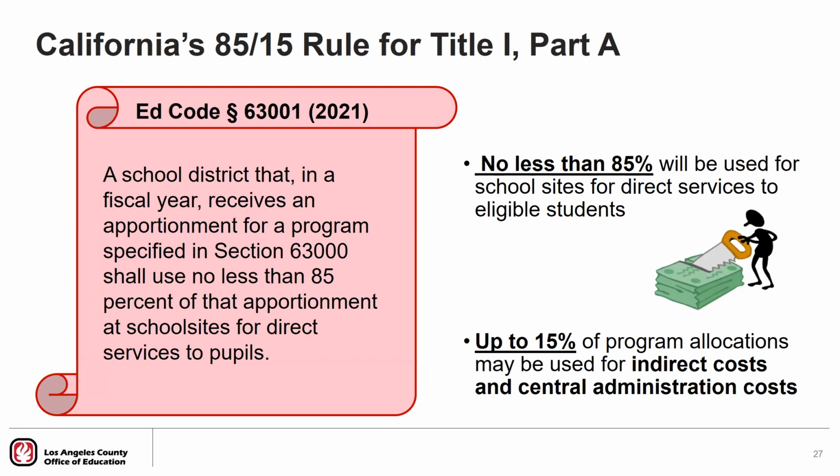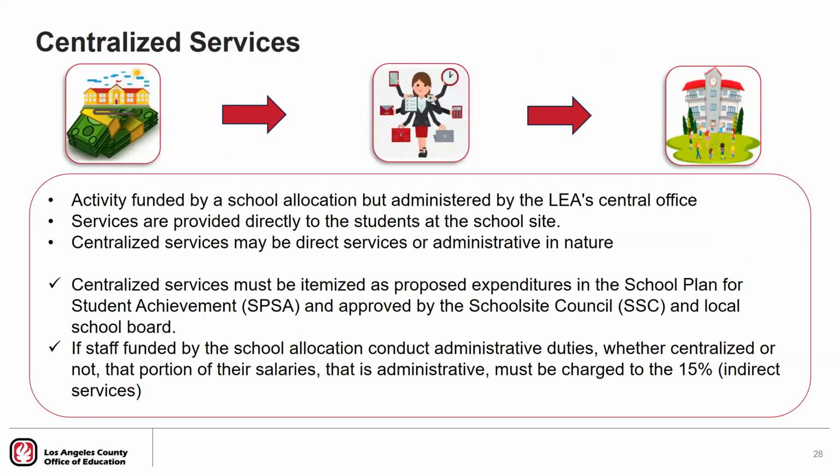It's always a good idea to take a look at the federal programs you're in charge of to identify the maximum administrative and indirect costs that can be charged to the program. And lastly, we have centralized services. A centralized service is a term generally used in relation to Title I, Part A programs. A centralized service is an activity funded by a school's allocation, but administered by the LEA's central office or district office. And even though the services may be directed by the LEA and possibly housed at the central office, the services are provided directly to the students at the school site.